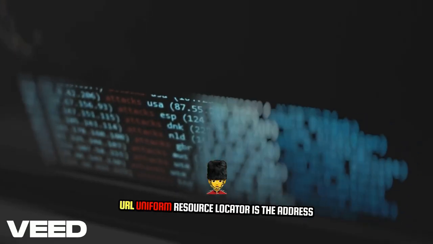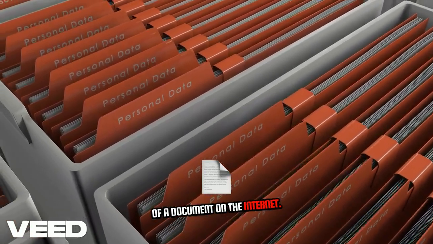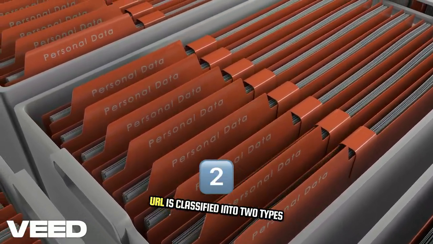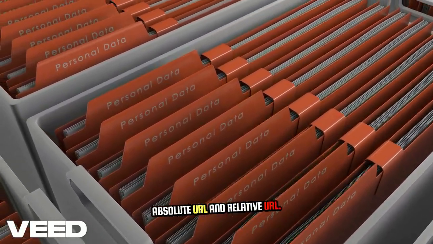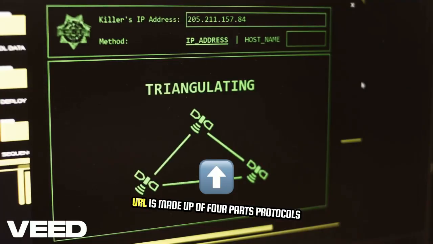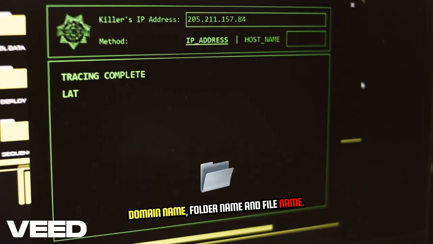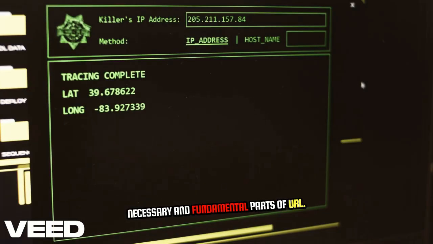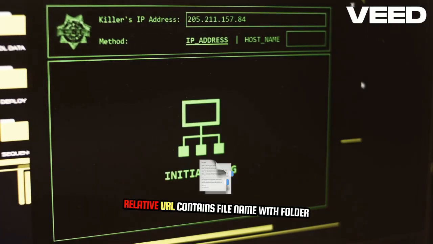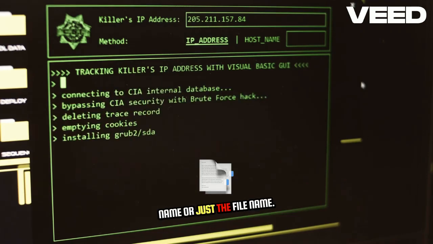URL, Uniform Resource Locator, is the address of a document on the Internet. URL is classified into two types, absolute URL and relative URL. A URL is made up of four parts: protocol, domain name, folder name, and file name. An absolute URL contains all four necessary and fundamental parts of a URL. A relative URL contains the file name with the folder name, or just the file name.